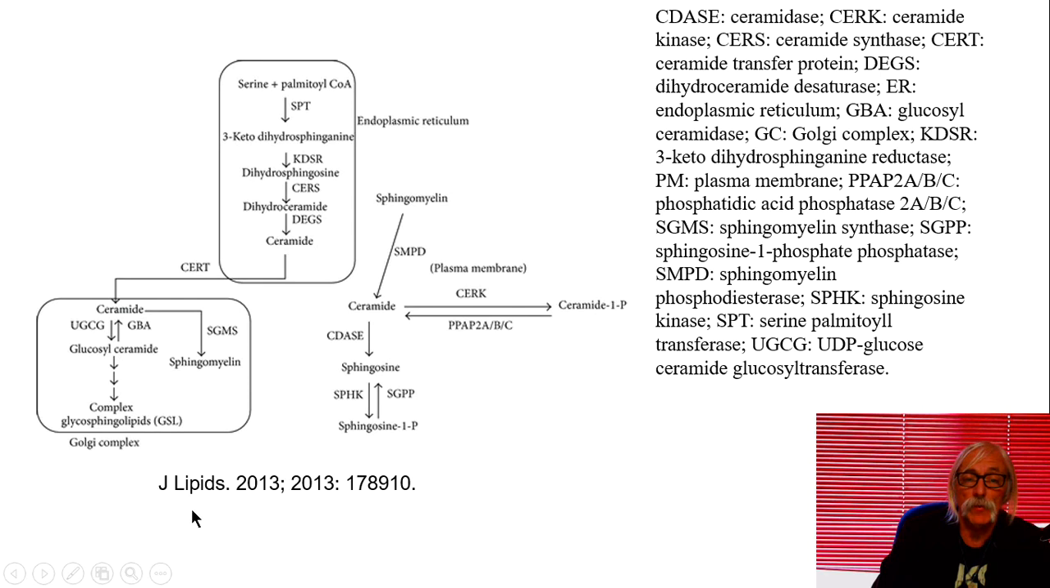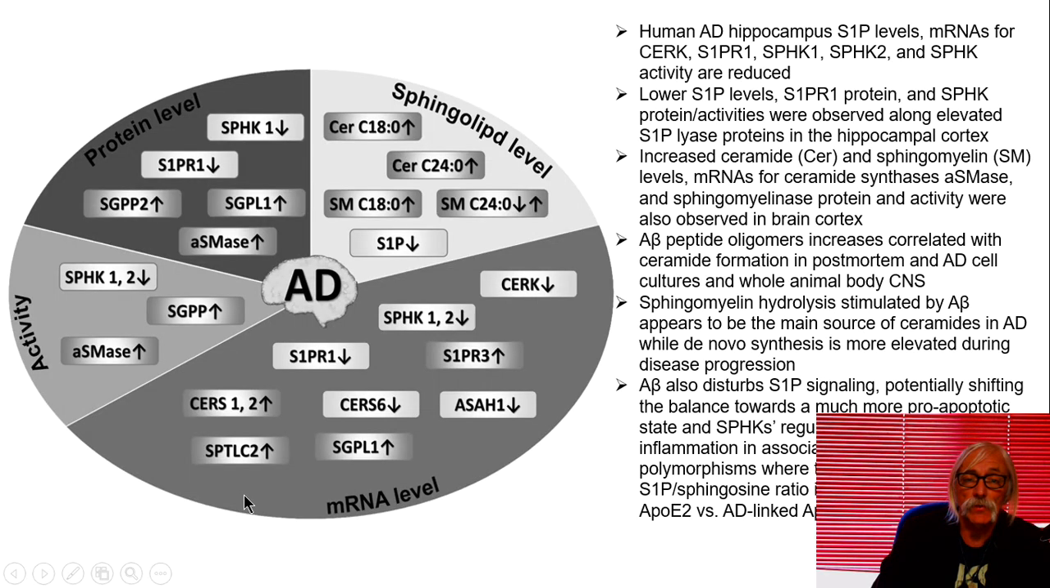Okay, this comes from a paper published in Journal of Lipids, 2013. Now, here is the nuts and bolts of what we're talking about today. You have sphingolipid levels changing, you have protein levels changing, you have activity of enzymes being altered, and you have transcription changing, all in the Alzheimer's disease prodromal paradigmatic system.